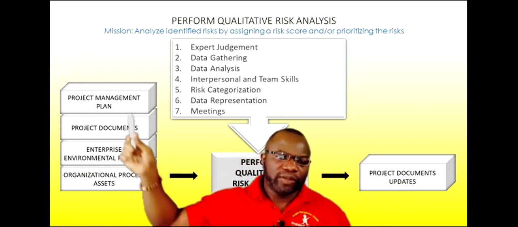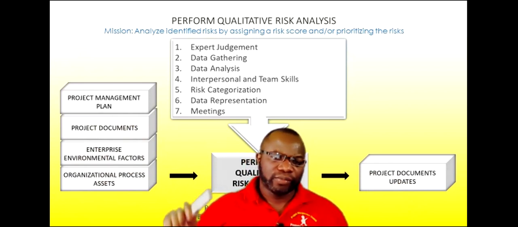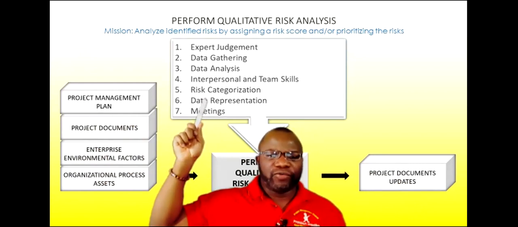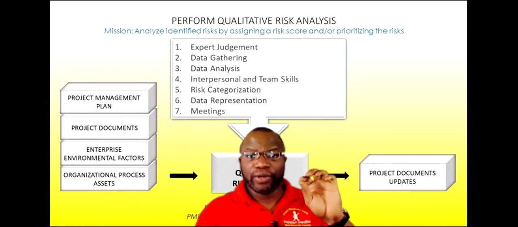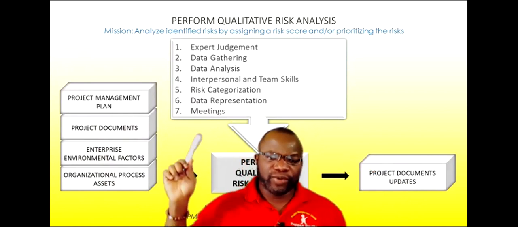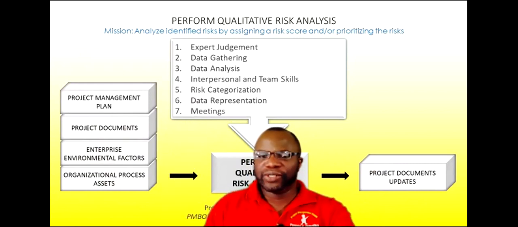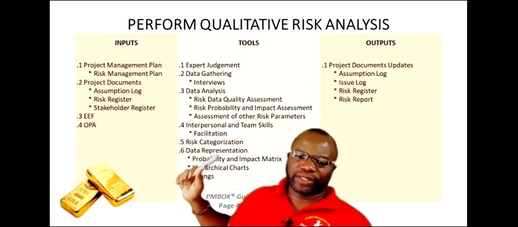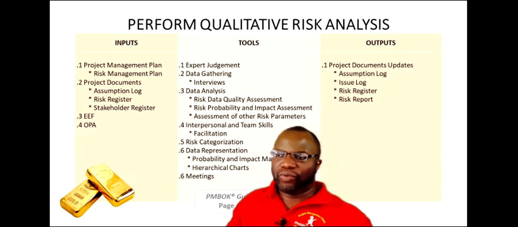Okay? The inputs, there's really nothing that unique in the inputs. The tools and techniques, I'm going to cover them at a high level. So risk categorization, you need to categorize your risks using your risk breakdown structure. This is where we do that. Under data representation, let's go into some minutia here just to cover this. So under data representation, we've got the probability and impact matrix.